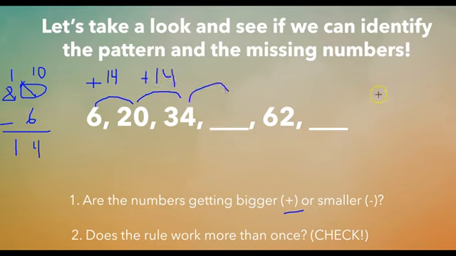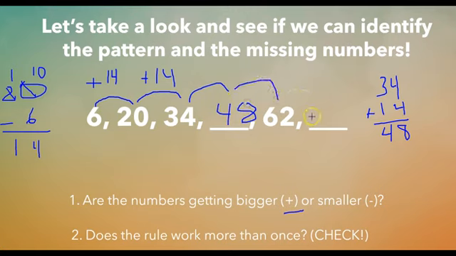34 plus 14 I can't do in my head. Let me do it over here. And I get 4 plus 4 is 8. 48. 48 plus 14 is 62. And 62, I'll just add right here, plus 14 is 76. So I've got my rule, which is 14, and I can fill in the missing pieces.